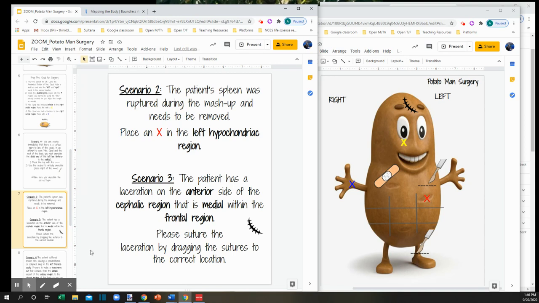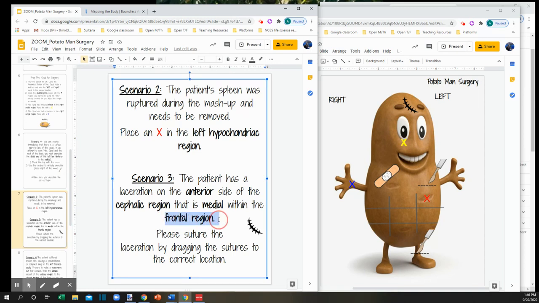Okay, scenario 3, the patient has a laceration on the anterior side of the cephalic region that is medial within the frontal region. There's a lot of extra stuff there. The main thing is the frontal region, right? That's where you're basically focusing on. Frontal region, forehead, okay? And you're looking at that it's medial, right? So middle of the forehead.